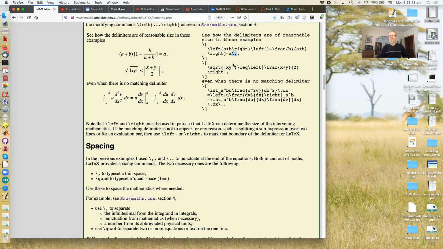You don't always need it, so you have to be the one deciding. Following a delimiter, you generally don't need a thin space. So there is not one.